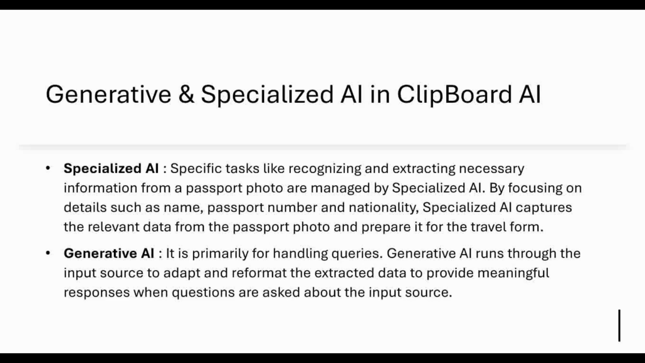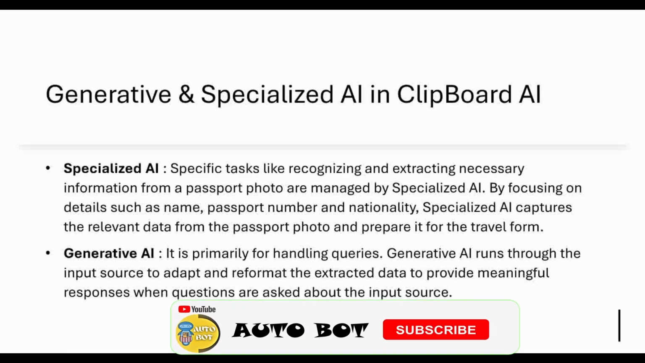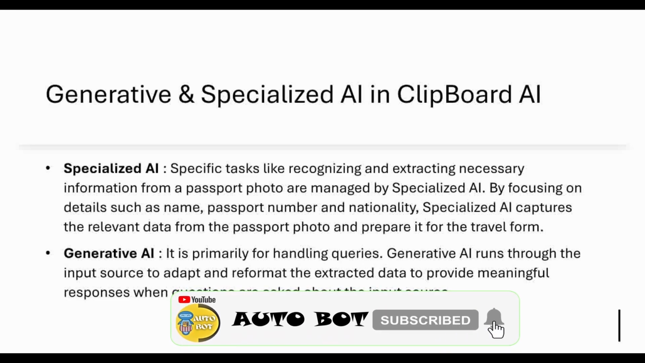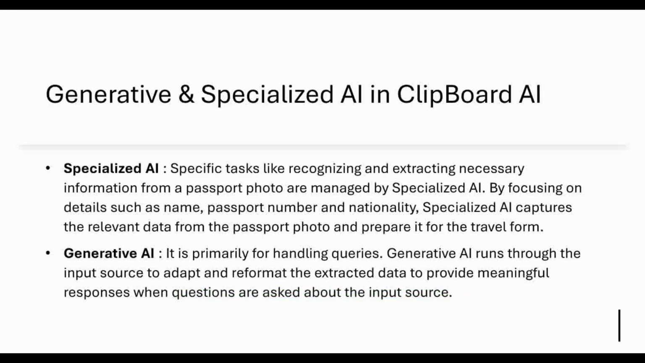So just consider if you want to change the format of your data, maybe you want to write some details about some location that is fetched from the source. You can give a prompt like, write some short note about this particular data. Generative AI will help to write a note about the data, and you can use the data to add it in the destination application, right? So that's how generative AI plus specialized AI is going to work in Clipboard AI. Okay, I hope you're getting it.